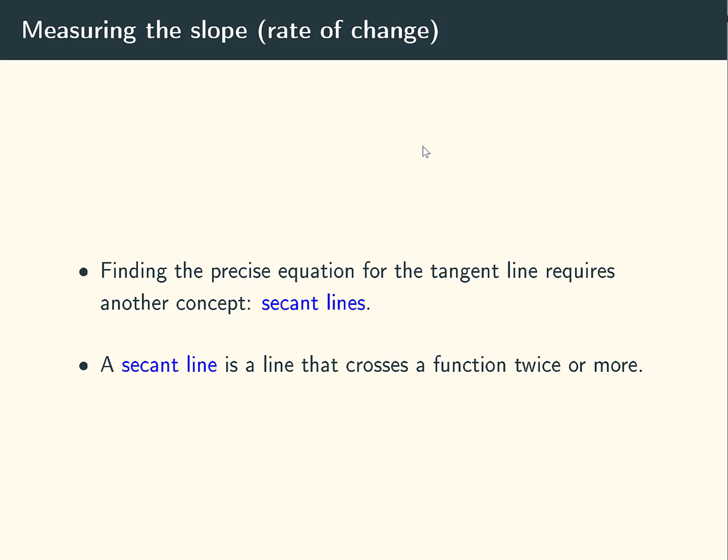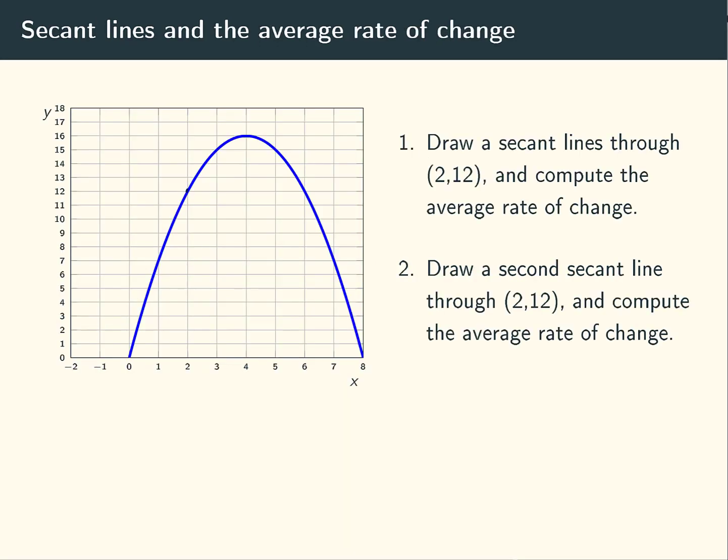In our last video, we saw how the tangent line where it touches the curve is going to be equal to the slope of the curve at that point. Now to find the equation for the tangent line, or more specifically the slope of the tangent line at a point of interest on a curve, we're going to need this concept of secant lines. A secant line is a line that crosses the function twice or more. We're going to focus on the case where it crosses the function twice.